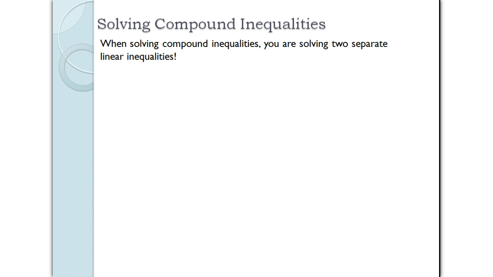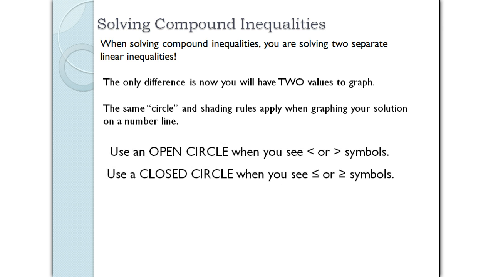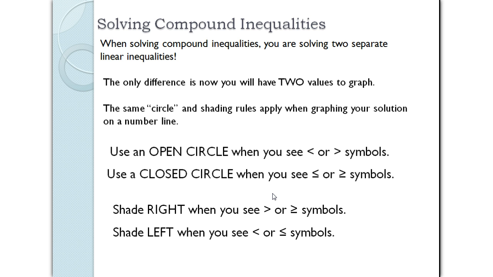So as I mentioned earlier, solving compound inequalities is going to be very similar to what you did yesterday. The only difference is that now you're going to have two values to graph. When we graph, you're going to use the same circle and shading rules as yesterday. If you see a less than or greater than symbol, use an open circle. If your inequality has an equal sign on it, use a closed circle. If you have a less than or equal to symbol, you're going to shade left. If you see a greater than or greater than or equal to symbol, you're going to shade right.